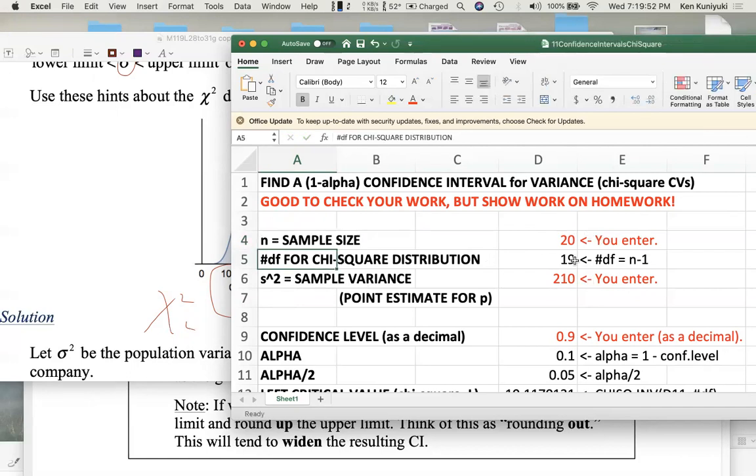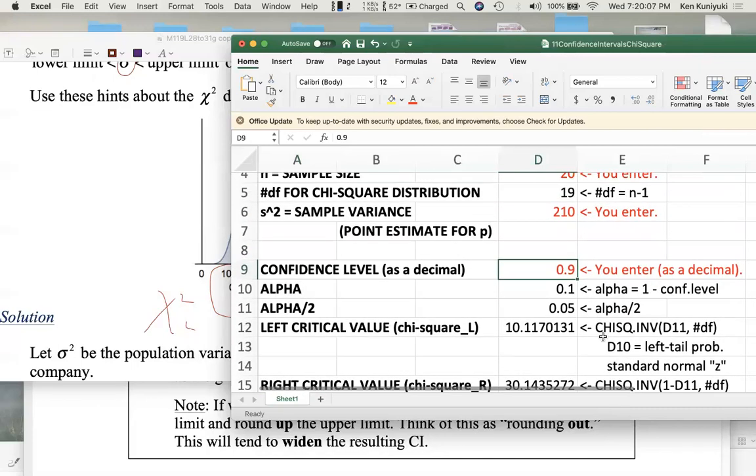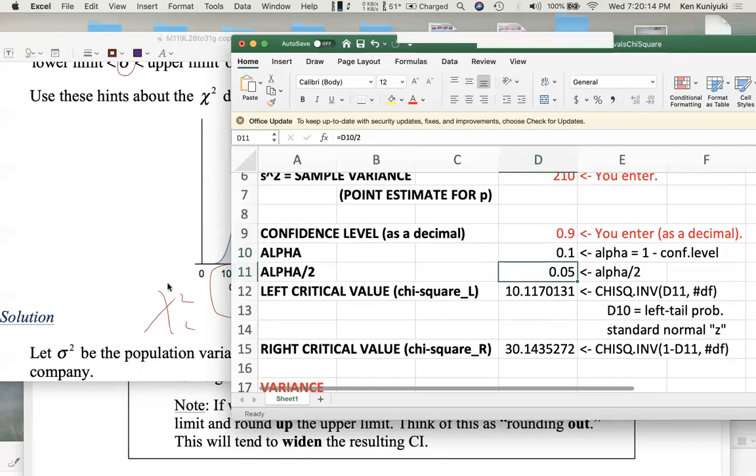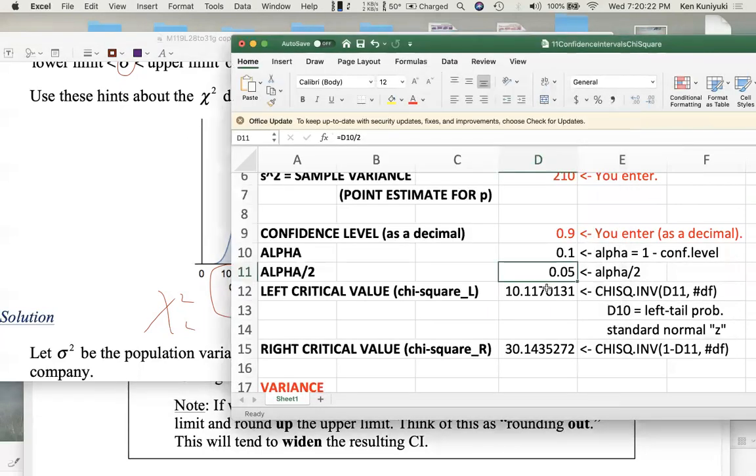Okay, the number of degrees of freedom will be n minus 1, so that's automatic. The sample variance, you would input 210 square units. So you enter these two, and also the confidence level, 90% or 0.9. After that, it's going to be automatic. 90% confidence level, alpha is 10%, half of alpha is 5%. So this left critical value cuts off 5% to the left. It turns out the right critical value will cut off the complement, 95% to the left.